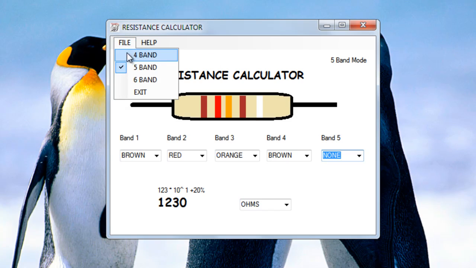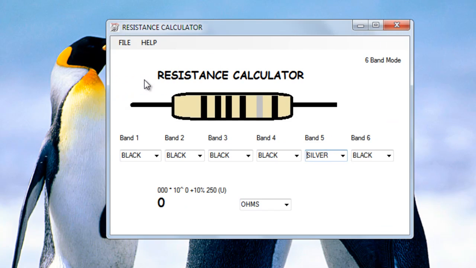Now we will find the resistance of a 6-band mode. In the 6-band mode, the last one is temperature coefficient. For black it is 250 U. If I change it to brown, it is 100 S. If I change it to red, it is 50 R.